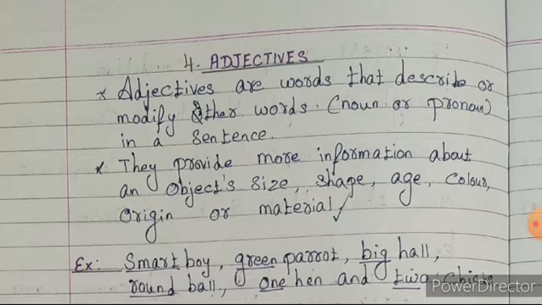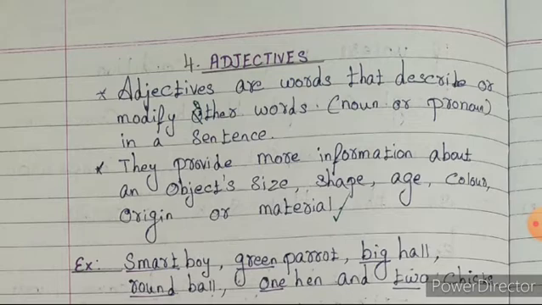The next, big hall. How is the hall? The hall is big in size. It describes the size of the noun. Here the noun is hall, and big describes the size of the hall. So this is known as adjectives.